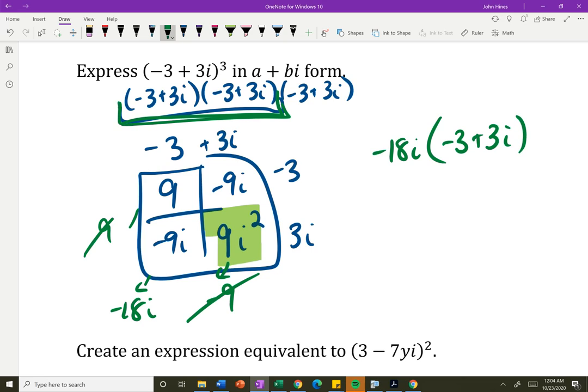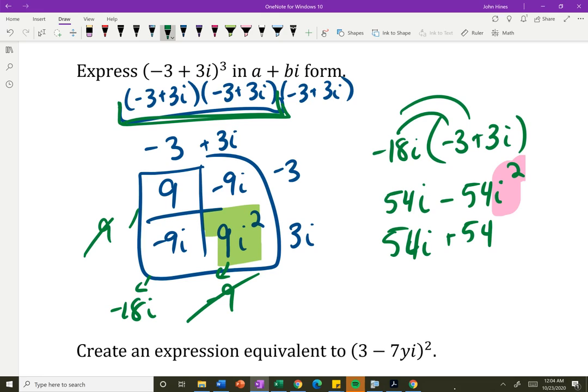Now I've got to multiply that last factor by it because I wanted it cubed. So I'll distribute, I think that's 54i minus 54i squared. Oh, look who popped up again. That's why I said this is so important. i squared is my sign changer.